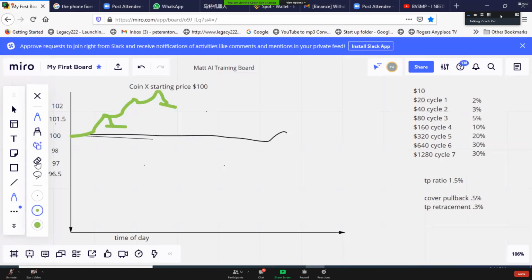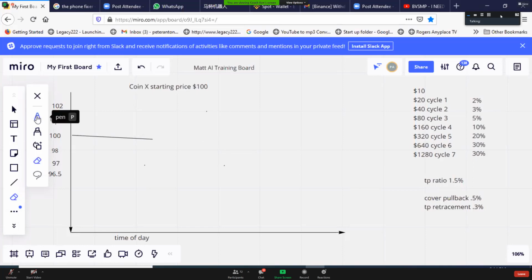Okay, so now let's look at the other scenario. Let me erase this. There we go. I don't know how to erase all this. Oh, there we go.